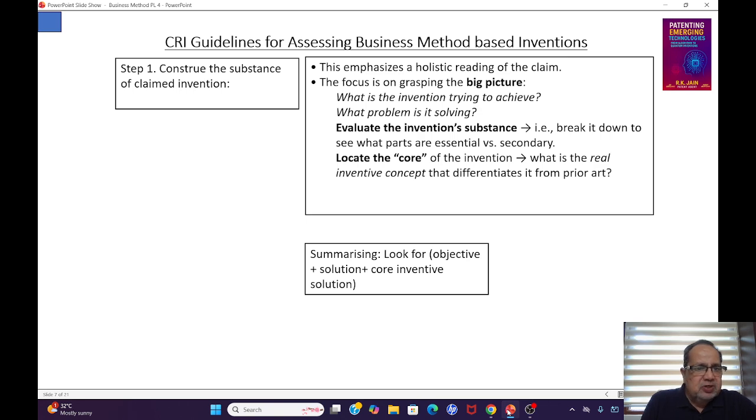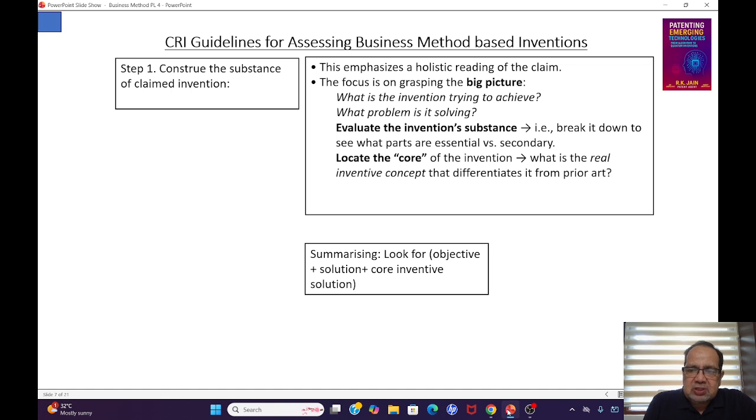Likewise, the very first step would be to construe the substance of the claimed invention. This implies that firstly we read the claim holistically and then we ask: what is the invention trying to achieve? Not what is perceived through plain reading of the claim. Then the second thing is, what problem is it solving? With these two asks, we try to evaluate the invention substance.